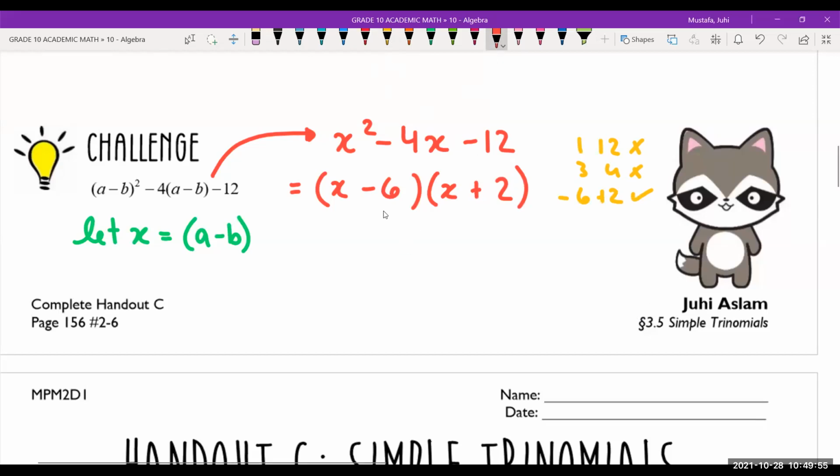Okay, we're not quite done. We have factored this, but we can't just leave the x's in there because the original question did not have any x's. So what are we going to do now? Yeah, we're going to bring back the a minus b. Inside the bracket, wherever I have an x, I'm going to put a minus b minus 6. And then wherever I have an x here, I'm going to put a minus b plus 2. And that is my final answer. So although I wrote challenge, it's not that tricky once you see how to do it.